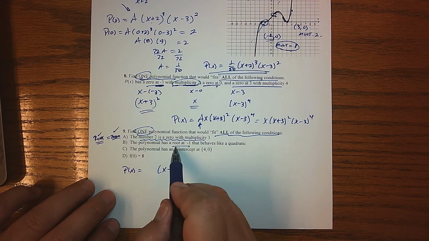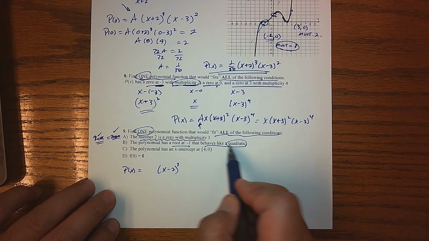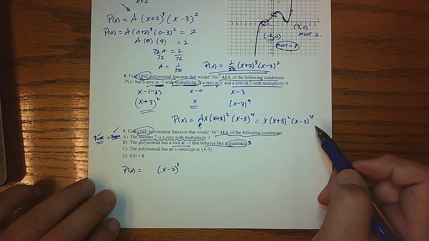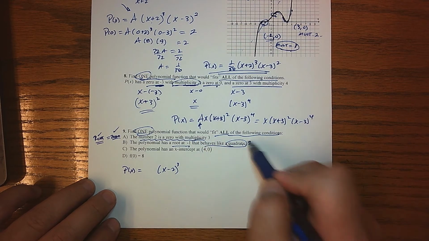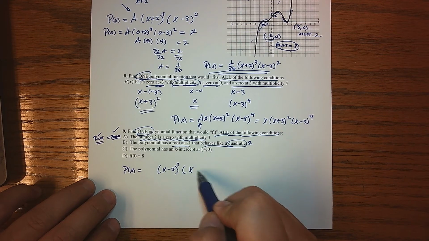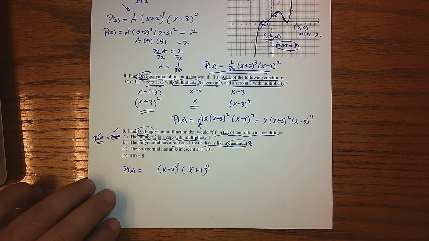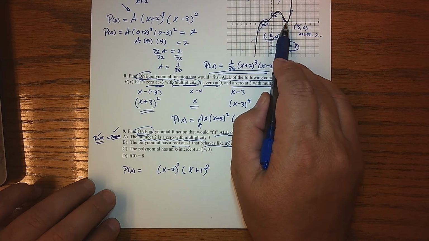So a polynomial has a 0 at -1, and it behaves like a quadratic. Well, a quadratic is degree 2, so I'm basically telling you it has a multiplicity of 2. So my factor is x plus 1, right? And it's going to be squared because it's behaving like a quadratic. This will be touching the graph at -1 like that.